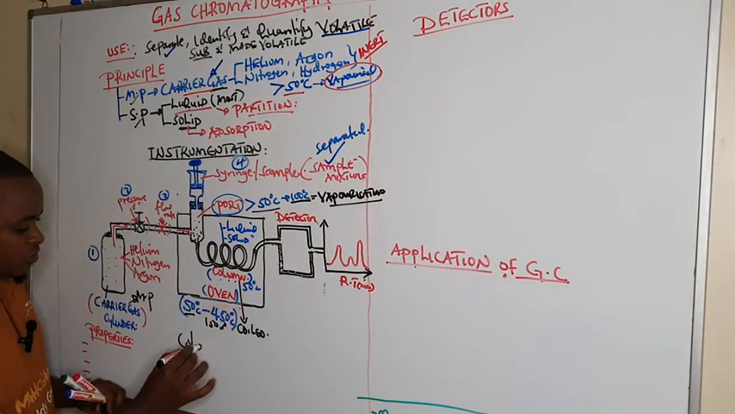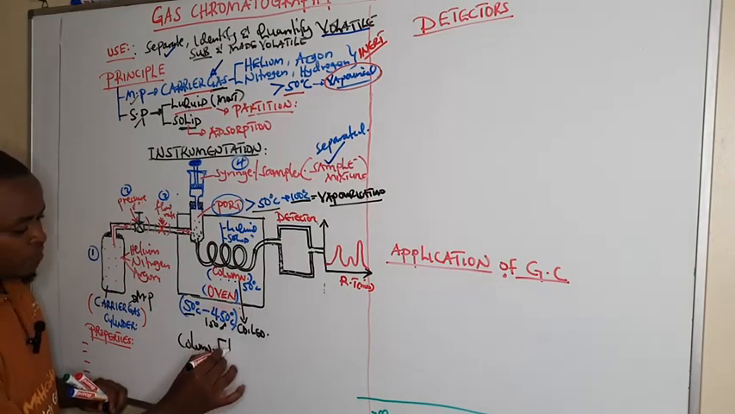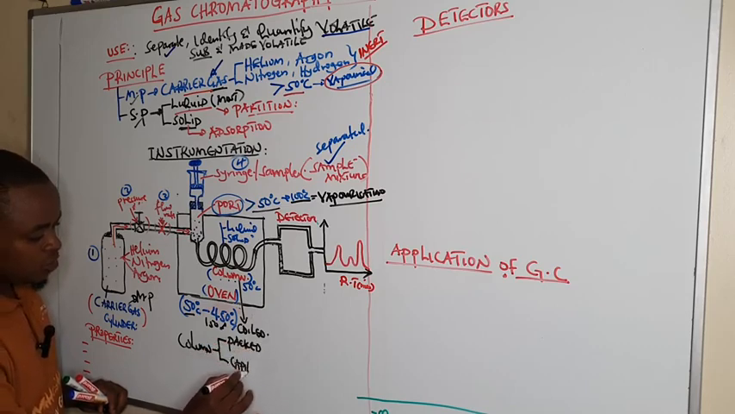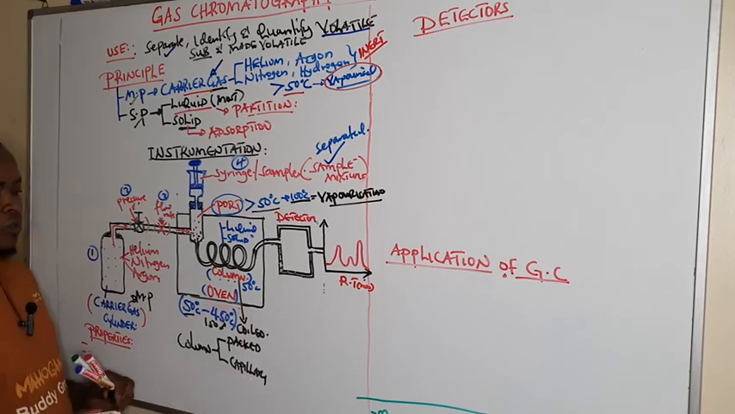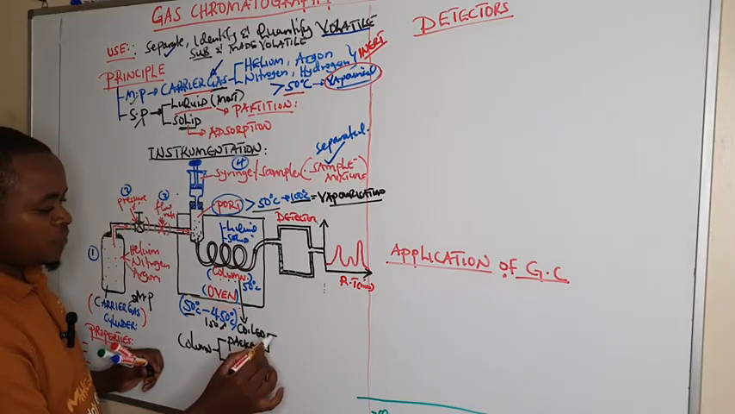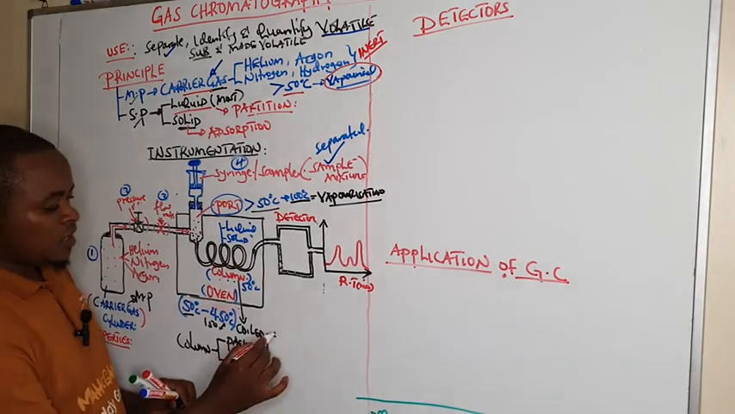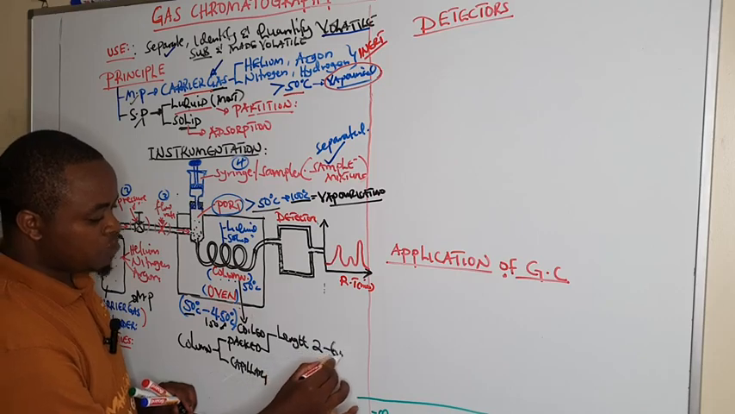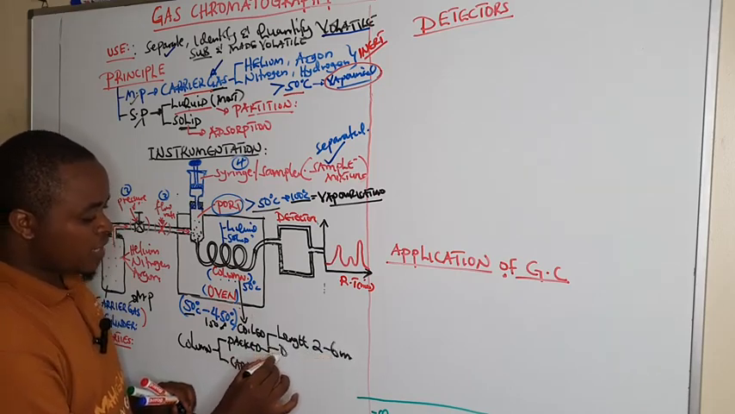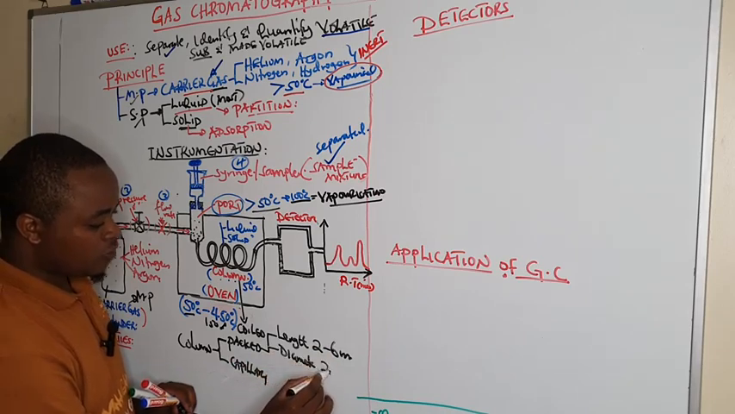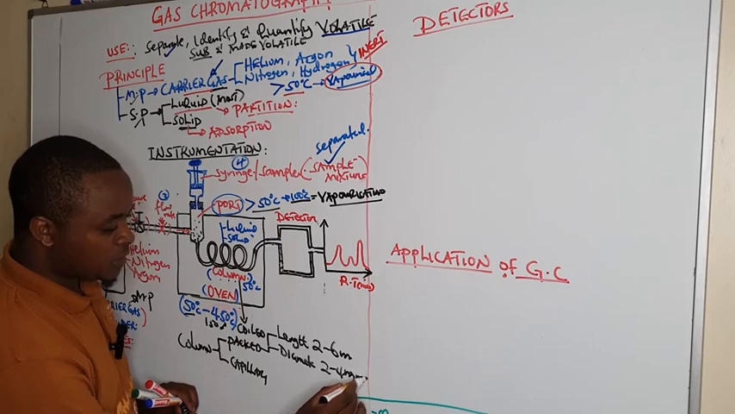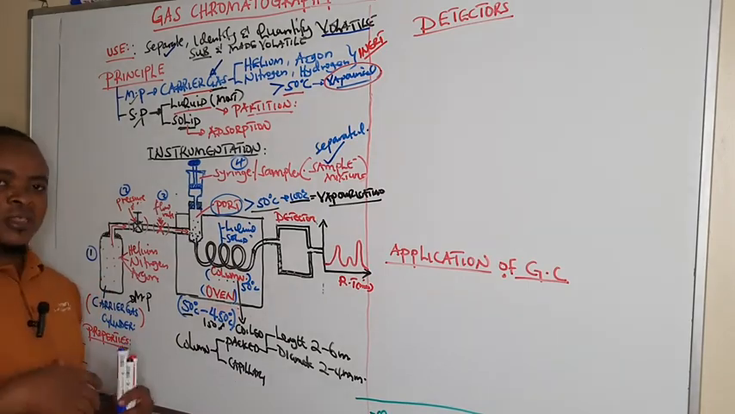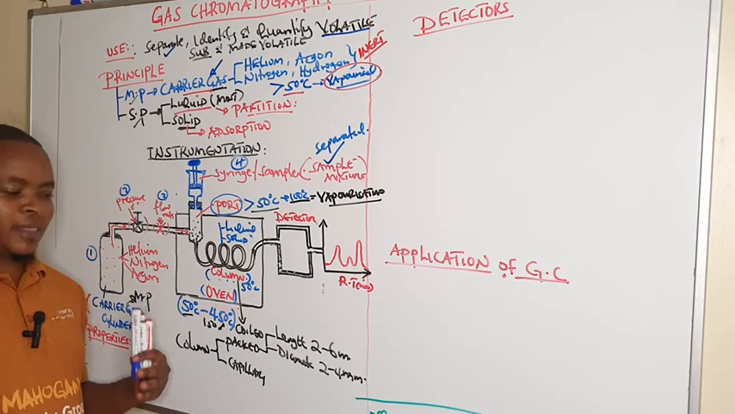And there are two types of column. The column can either be packed or it can be capillary or open tube. The packed column is less effective. Its length is between 2 to 6 meters. It has an internal diameter of 2 to 4 millimeters. This is the internal diameter. And it is always packed with silica or other material.